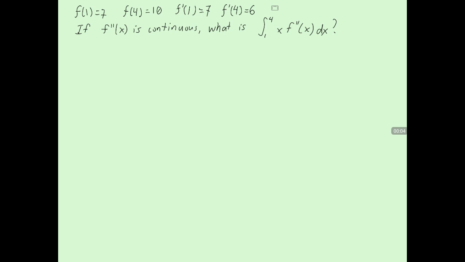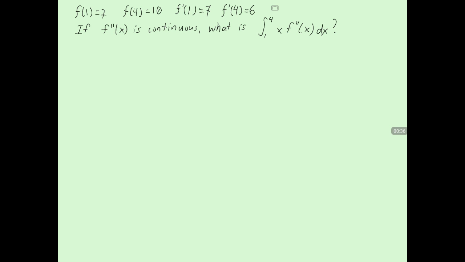So here we have a problem. We are given a whole bunch of values for f and f prime, and we want to find the definite integral from 1 to 4 of x times the second derivative of f, times x with respect to x. If we look at this, we see that what's inside the integral, or the integrand, is a product of two functions.